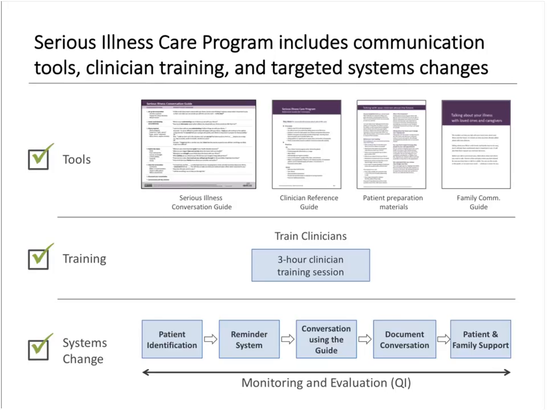So we started with these key steps. One was identifying patients. For the most part, we've been using the surprise question. We've also been playing around with high-risk algorithms and machine learning to identify patients with serious illness. If people are interested in that more, we have a webinar that we just had a couple of weeks ago and you can listen to that.